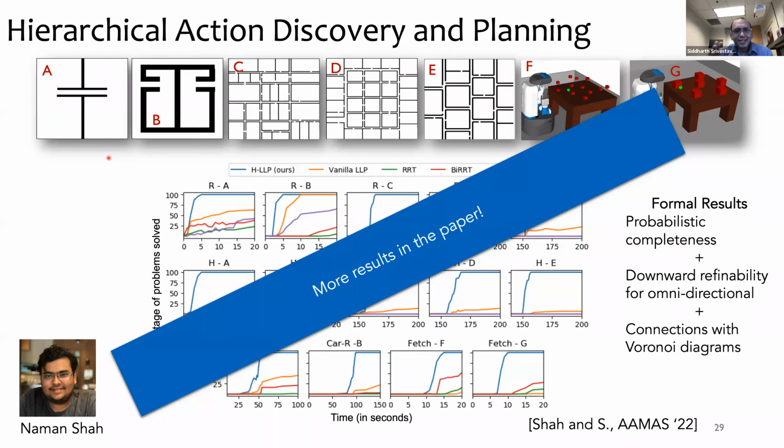What we saw here is that using these critical regions, or the neural network and its noisy predictions, with the algorithmic process that we designed is actually quite powerful. And we have pretty good formal results here. So these methods are probabilistically complete. They offer the same guarantees of completeness and correctness that you get with purely analytical or algorithmic methods. And for some robots that are omnidirectional, we can go stronger in the sense that we can say downward refinability is going to hold. That is, you only need to compute the higher level plan and go down once. There's no need for backtracking. So all of that is in the paper, but I'm happy to take more questions on that.